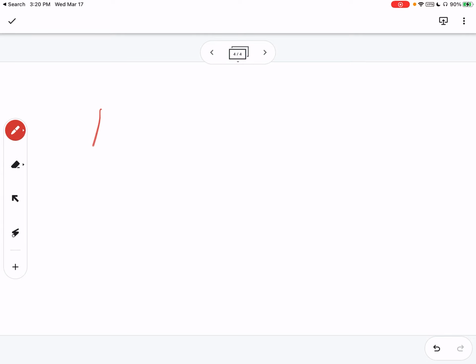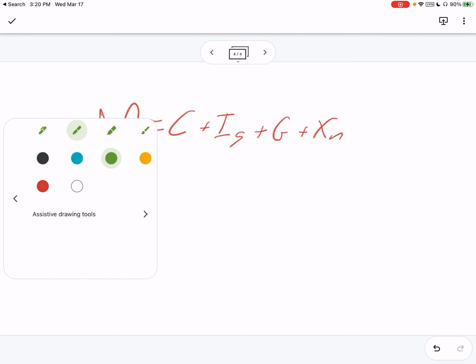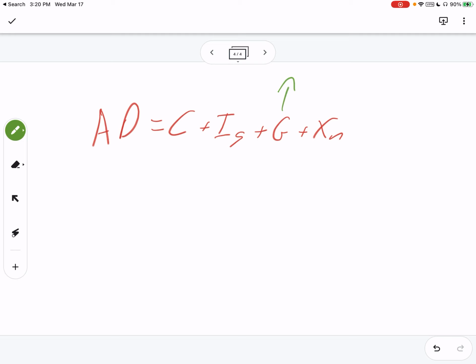Because aggregate demand is equal to C plus IG plus G plus XN: consumption, business investment in capital, government spending, net exports. So what we can adjust is this guy right here, the government spending. So we're going to get the government to spend more on something. Now, one of the things you might recall is that when the government spends money on stuff, this is the whole multiplier effect.